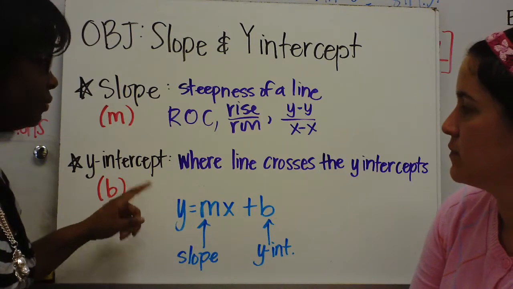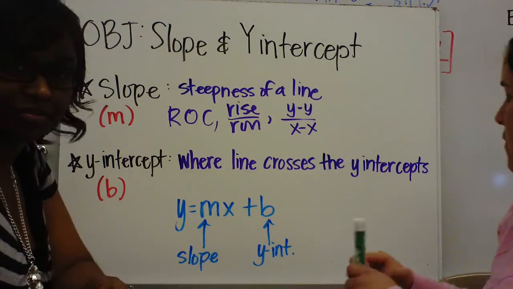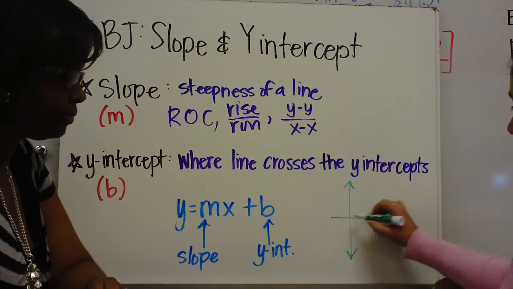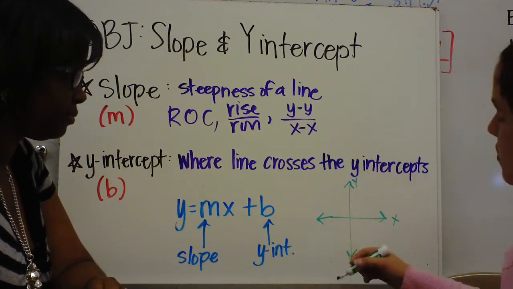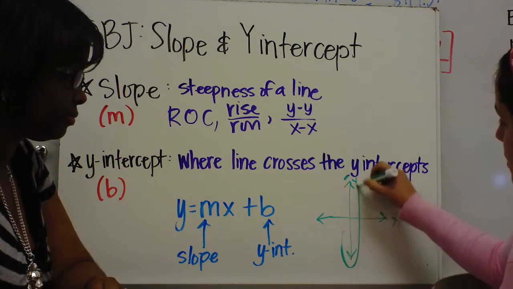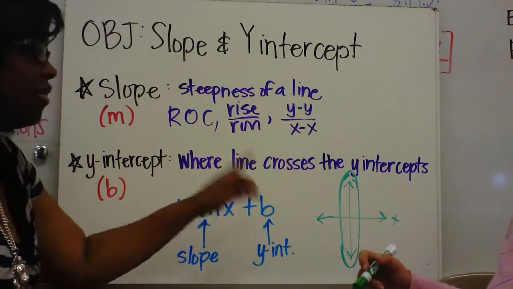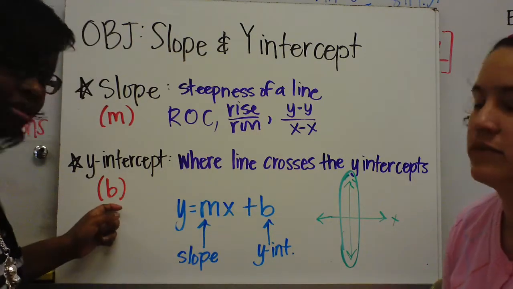The y-intercept is where the line crosses the y-axis. So on a coordinate plane, you have the x-axis and the y-axis. The y is the vertical one. So wherever it crosses the y-axis, that is your y-intercept. Alright, and that variable that denotes y-intercept, I know it doesn't make sense, but it's b.